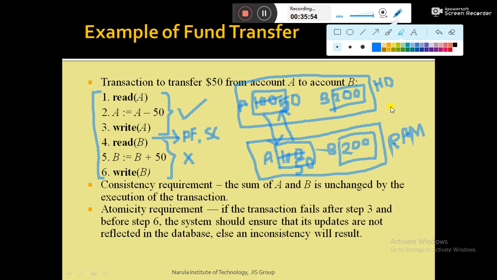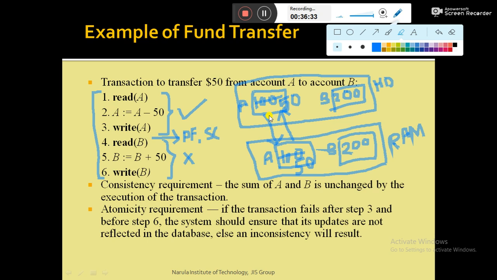If you look at what is the sum of A plus B after the power failure? The sum of A and B is 250. But initially, before the transaction started its execution, what was the value of A plus B? 100 plus 200, 300. So due to power failure, we are getting the value of A plus B as 250. That means $50 gets destroyed. That means a bank customer definitely will be worried. That should not happen due to power failure.